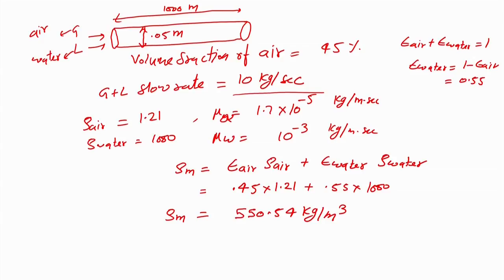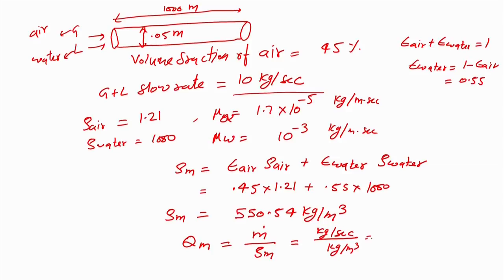Now, if we have the mixture density, I can calculate the mixture volumetric flow rate, and that will be m naught upon rho m. Here m naught is in kg per second, and rho m is in kg per meter cube.